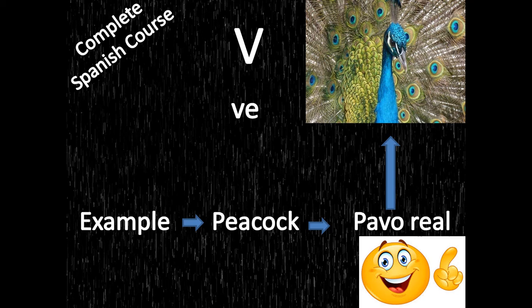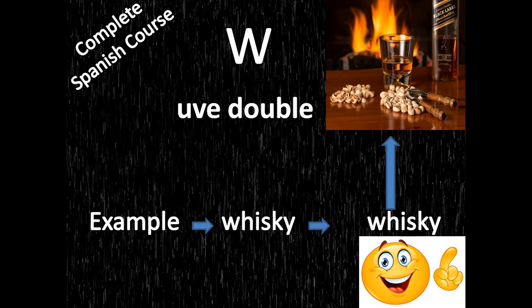Next letter is letter V. Letter V is pronounced as bay. Example, peacock. Peacock is pronounced in Spanish pavo real. W. Letter W is pronounced as ube doble. Example, whiskey. How will you pronounce this? Whiskey. Okay.